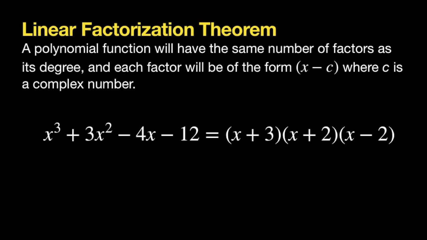In the example that we have right here, we can see that we have an x to the third power. Because we have an x to the third power, that means that we need to be able to write it in 3 factors. That is the core idea of the linear factorization theorem. Based on the degree of the polynomial, we're going to be able to factor the polynomial in that specific number of factors. So if the degree of the polynomial is 20, then we need to have 20 factors.